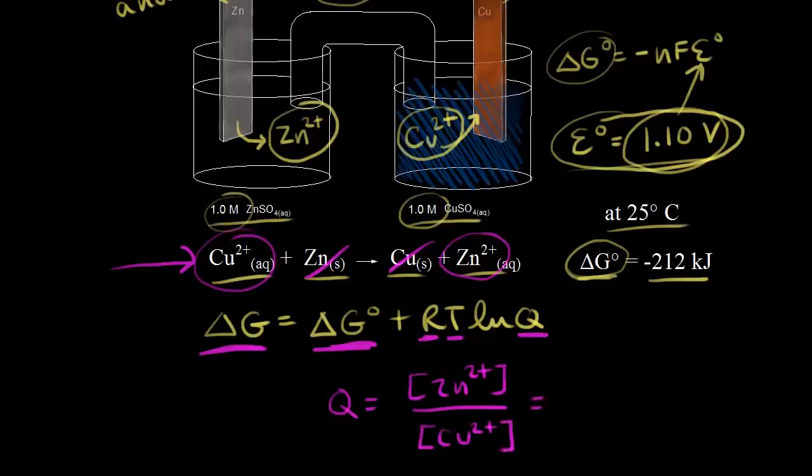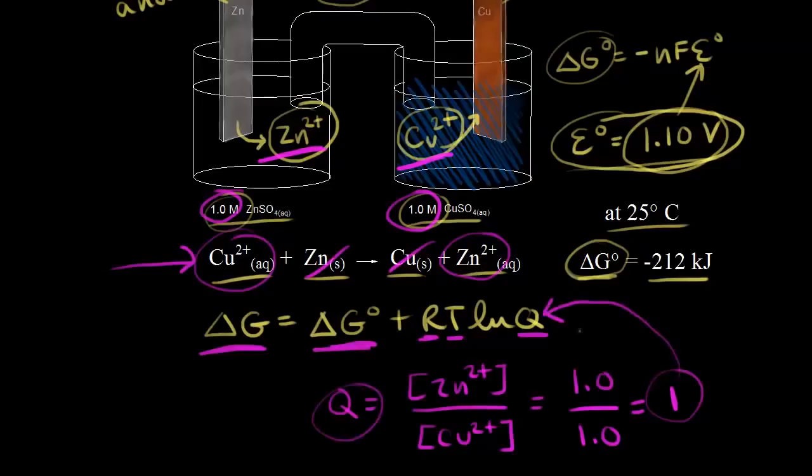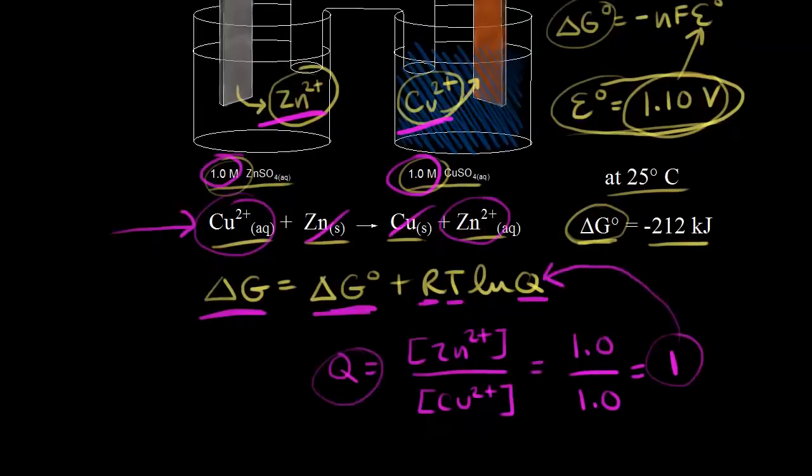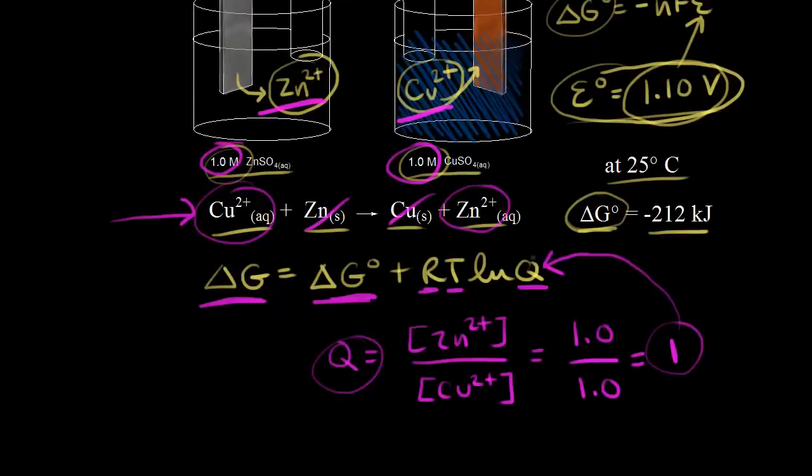At this instant in time, we plug in our concentrations, right? The concentration of zinc 2 plus is 1 molar, so we have 1.0. The concentration of copper 2 plus is also 1 molar, so we're under standard conditions here. So Q is equal to 1 at this instant, and we plug Q equals 1 into our equation, and we see that the natural log of 1 is equal to 0. So this term goes to 0.